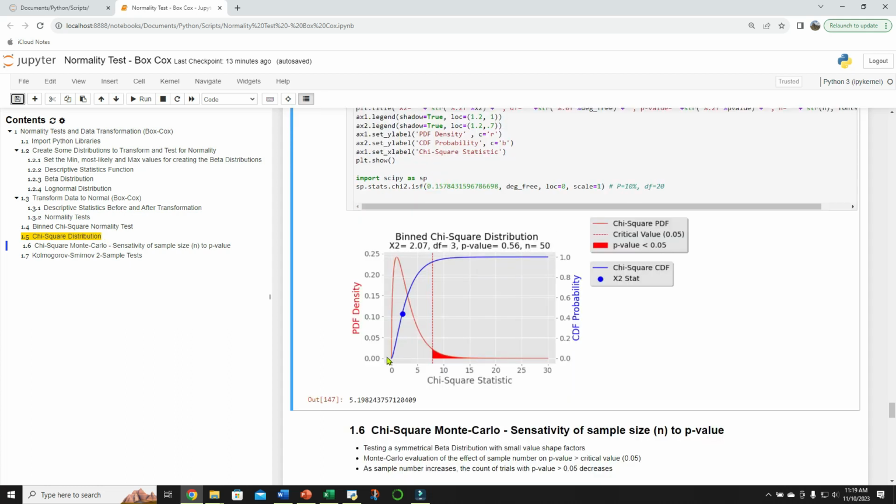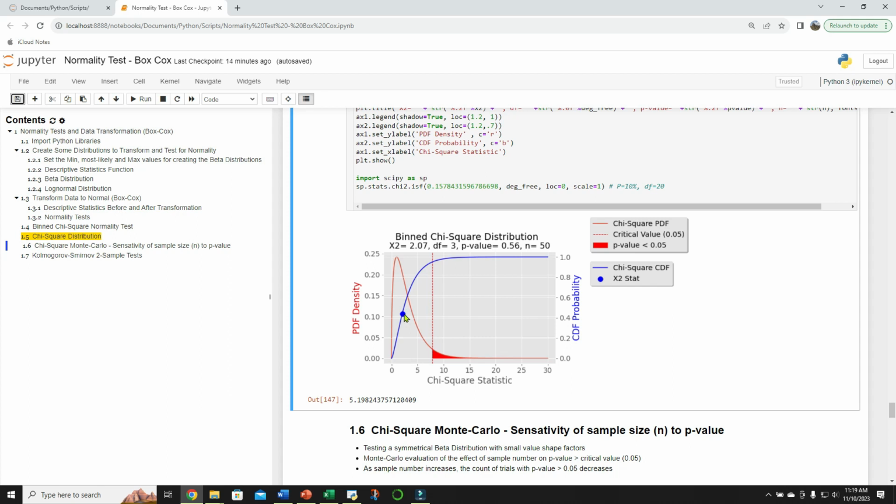Here we can see in red is the chi-squared distribution, the area shaded in red. This is the area with a p-value less than 0.05, or that critical value. And there's a reference line. And I've also put on here the cumulative probability distribution function, which goes to 1. So as long as our data point falls to the left of this reference line, we have a normal distribution.